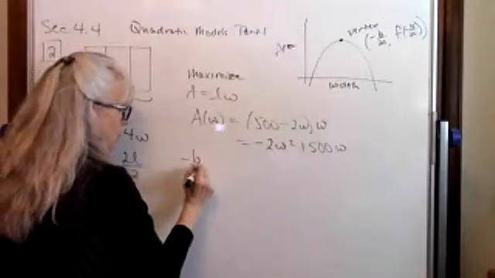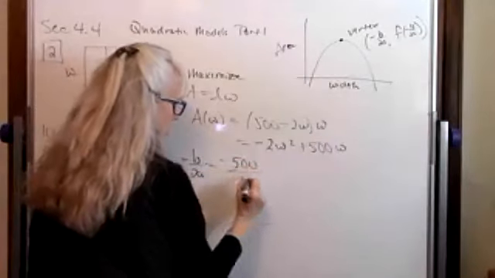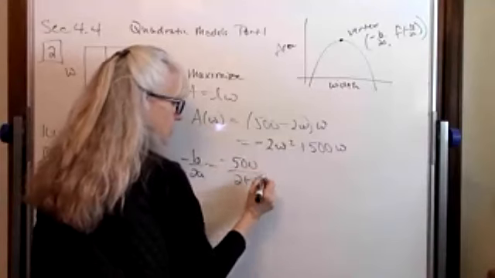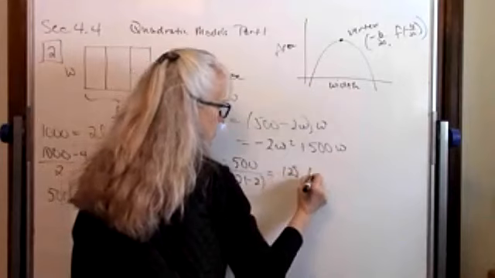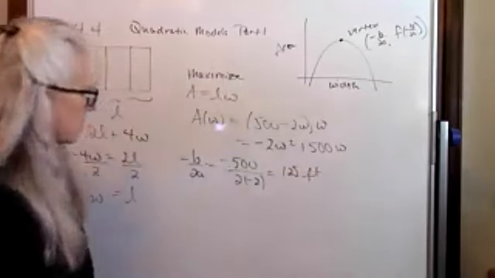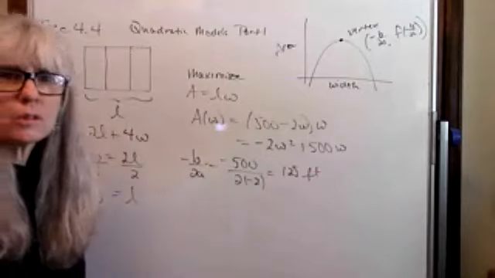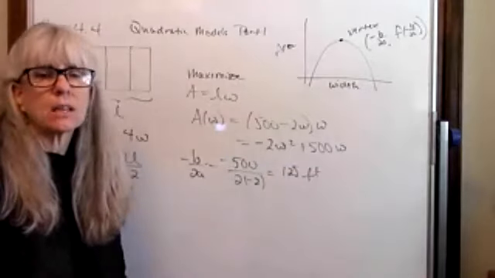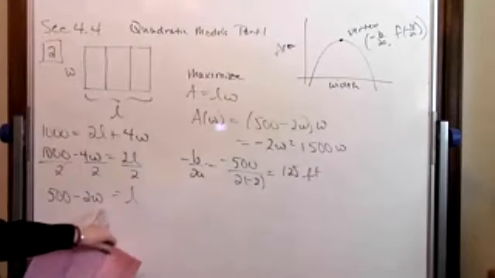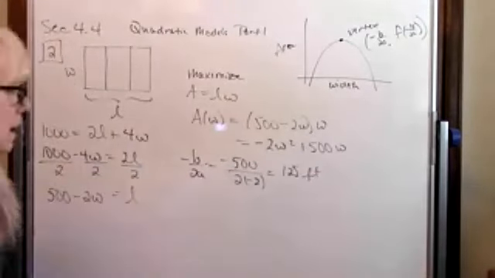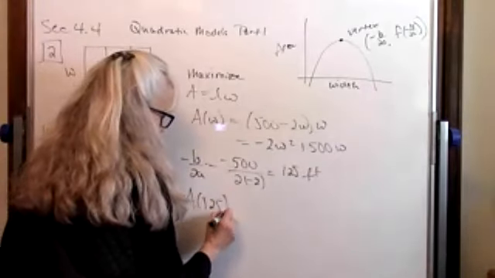We'll do our negative b over 2a. That's going to be negative 500 all over 2 times negative 2. The negatives again will cancel. 500 divided by 4 is 125. So we found the width. They didn't ask for it, but note you could find the length. So instead of asking you for the maximum area, if they'd asked for the dimensions, you could find them because you know the length is 500 minus 2 times that. But this problem again is asking for area. So we're going to find the area at 125 feet.